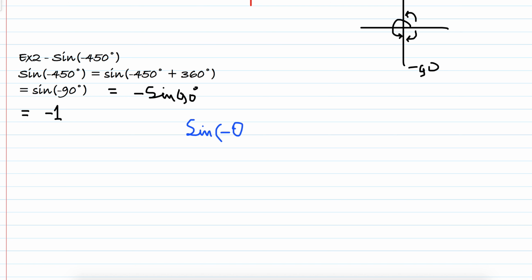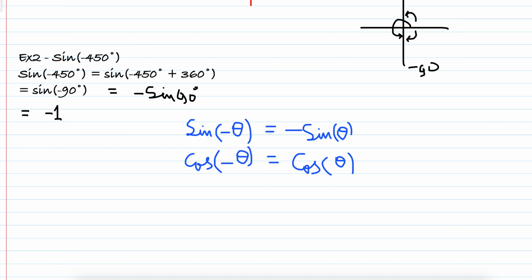Sine minus theta is equal to minus of sine theta and cos minus theta is equal to cos theta. Try this same experiment with other trigonometric functions by yourself, and that would give you some practice whether the sign of the function changes or not.